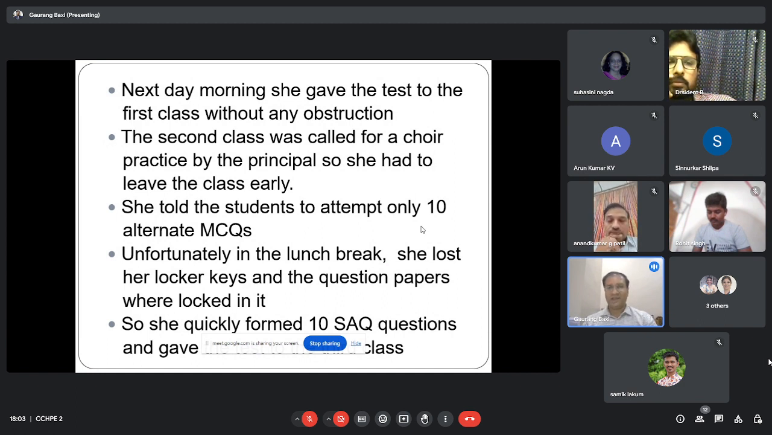Now, in the lunch break, she lost the locker keys, and unfortunately all the papers were in the locker. She had to take the test for the remaining 2 batches. So what to do now? She could not create the same test again, it was too long to type the questions. So she quickly creates 10 SAQ questions similar to the MCQs and delivers them to the third class. So now the first 2 classes have given MCQs, and the third class is now giving an SAQ test on the same topic.